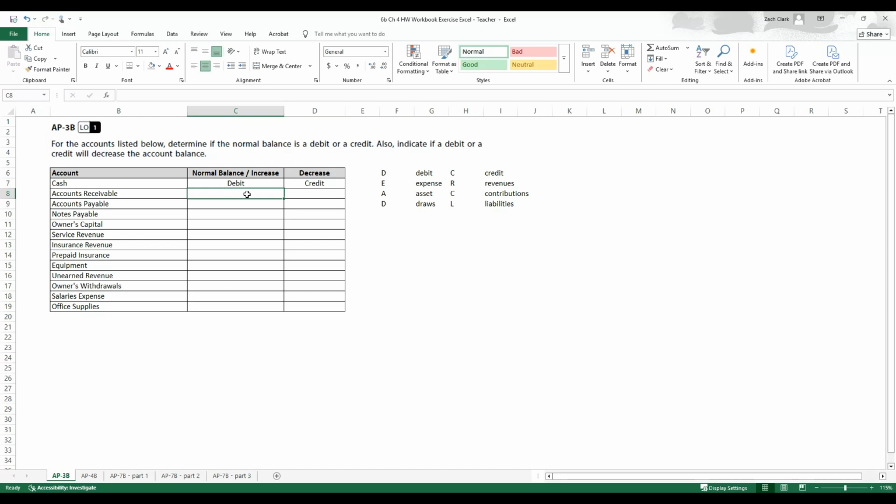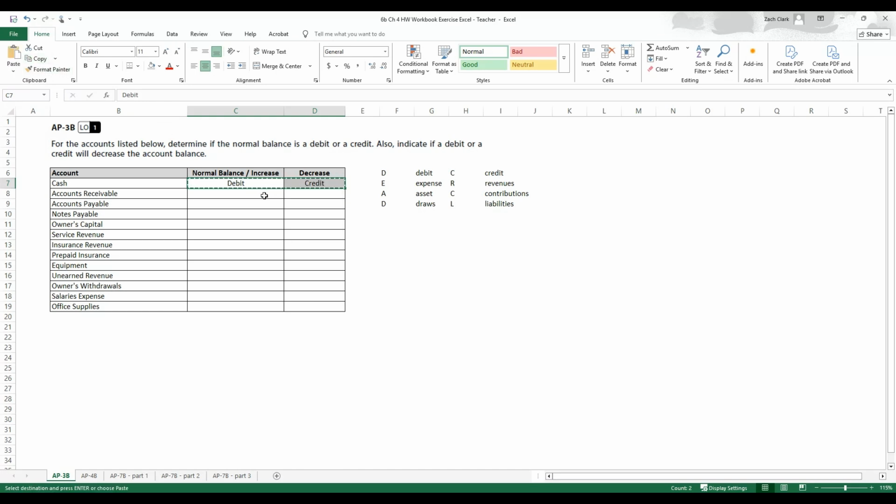Okay, so accounts receivable is an asset, so same situation. And I want to show you one little Excel trick here. Because this answer is going to be exactly the same as the cash, let's go ahead and hold your left mouse button and highlight over these two cells here. And now let's go up and copy those.